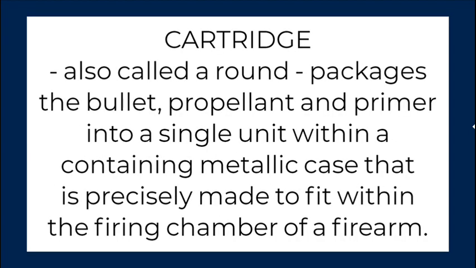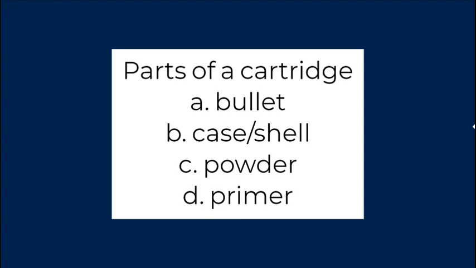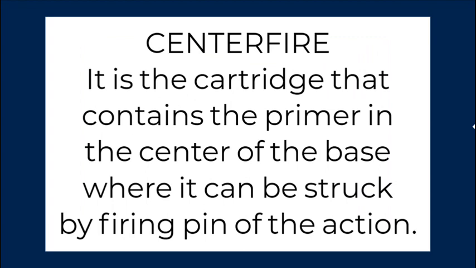9. Cartridge, also called a round, packages the bullet, propellant and primer into a single unit within a containing metallic case that is precisely made to fit within the firing chamber of a firearm. Parts of a cartridge. A. Bullet. B. Case, shell. C. Powder. D. Primer. 10. Center fire. It is the cartridge that contains the primer in the center of the base where it can be struck by the firing pin of the action.